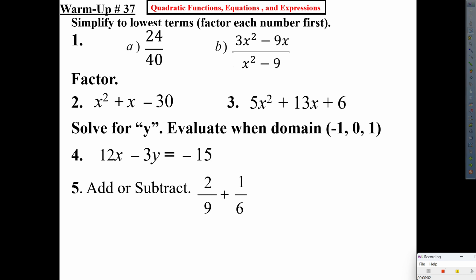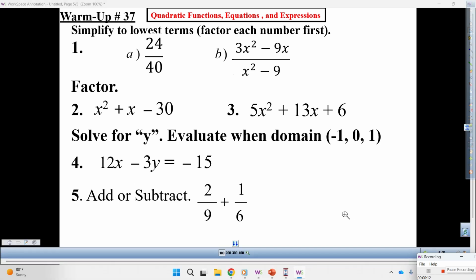Whoop, whoop. Warm up 37's on the screen. Let's get started, please. It shouldn't take you long. Copy and. All right. Check with the neighbor, see what they got. They should be done by now.